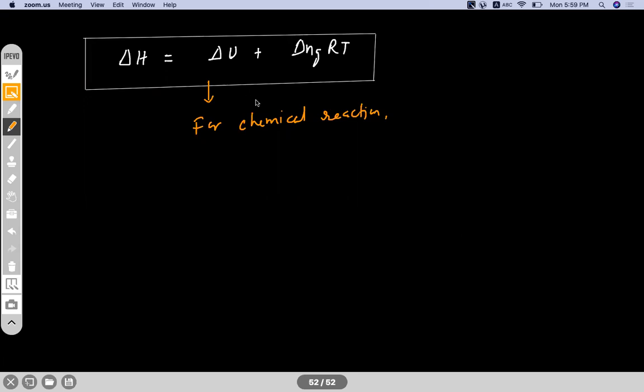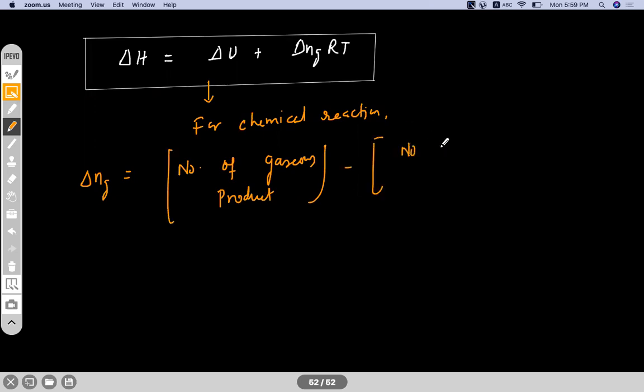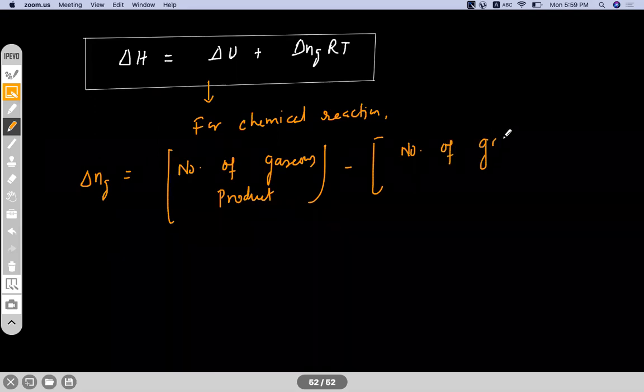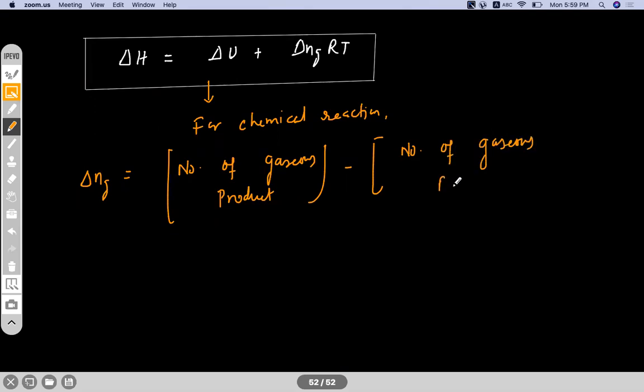Once again, delta Ng is the number of gaseous product minus the number of gaseous reactant. Number of gaseous product and gaseous reactant. Correct? Look at this example here.